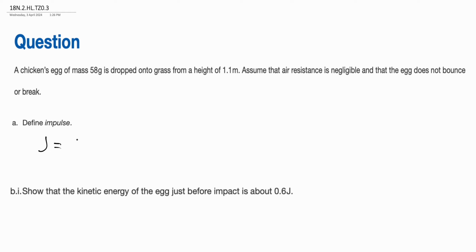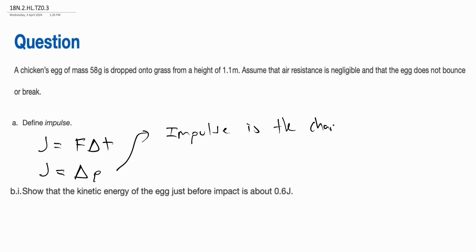J is equal to F delta T, isn't it? But impulse J can also be written as the change in momentum. So that's essentially the definition as well. We can just say impulse is the change in momentum. That's it. That's your definition. Okay, so let's go to the next question.